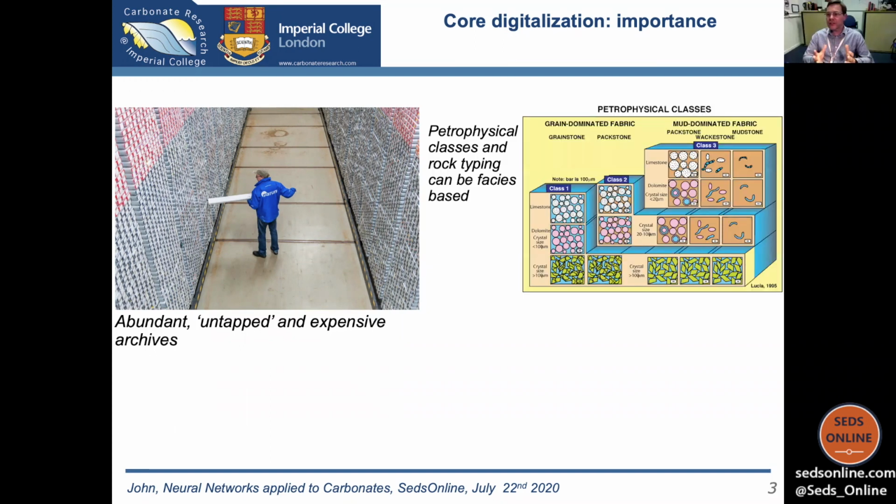Now, facies or core description is important. I'm going to give you two examples of why it's important. Here I'm going to show, for instance, that petrophysics, so petrophysical classes and rock typing, are often underlain by facies. So it's often based on facies. And as an example, you have the Lucia classification here. So doing a good job at describing cores matters because ultimately this is a criterion that we use to distinguish petrophysical classes.